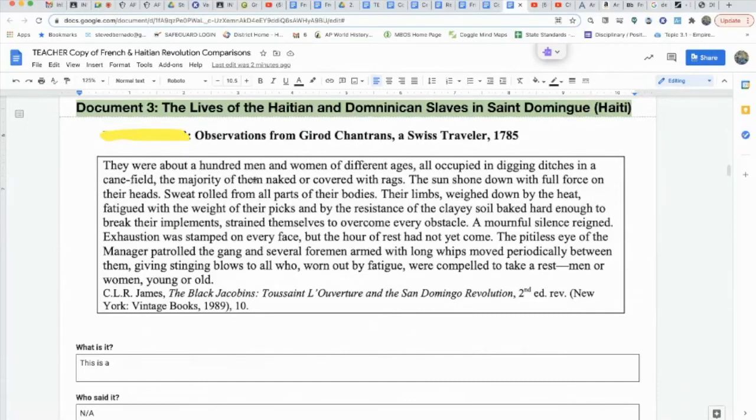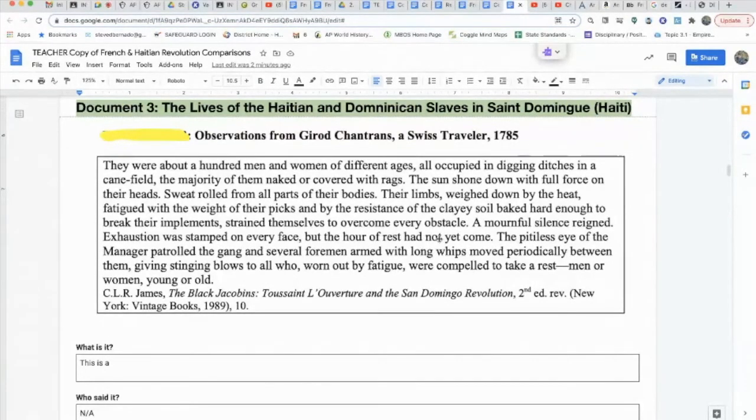They were about 100 men and women of different ages, all occupied in digging ditches in a cane field. That's where you get sugar from, cane. The majority of them naked or covered with rags. The sun shone down with full force on their heads. Must have been hot. Sweat rolled from all parts of their bodies. Their limbs weighed down by the heat, fatigued with the weight of their picks and by the resistance of the clayey soil, baked hard enough to break their implements, strained themselves to overcome every obstacle.